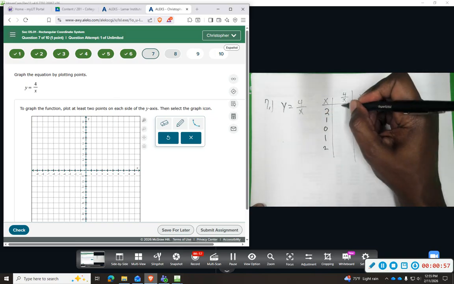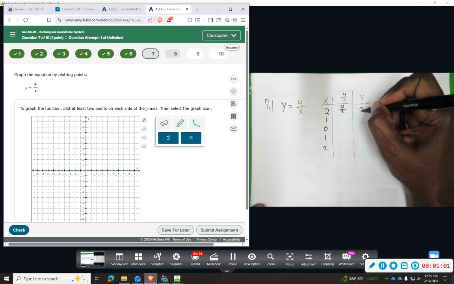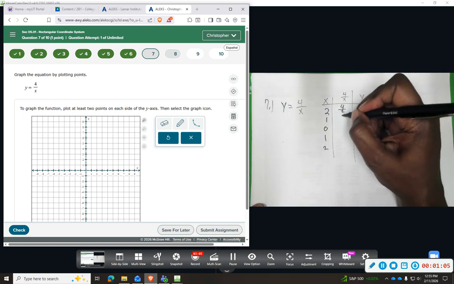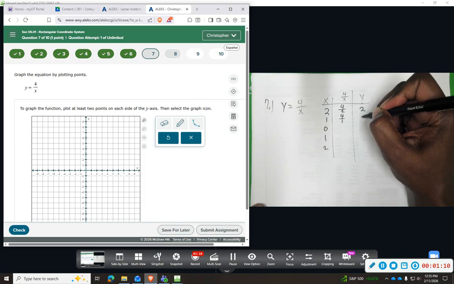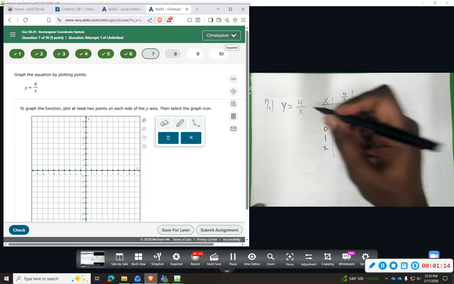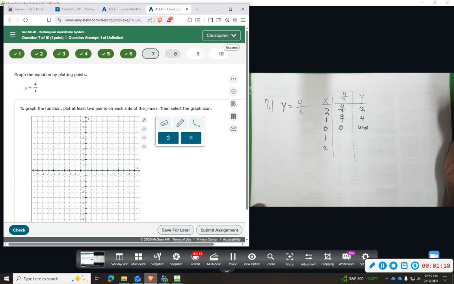So we'll do 4 divided by 2. 4 divided by 2 will give us 2. So when we plug in x is 2, we get y is 2. And then we'll do 4 divided by 1. So 1 gives us 4. So I'm going to plug in 0, that will give us undefined. Okay? Cannot divide by 0.